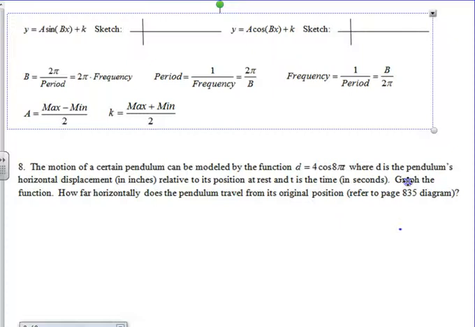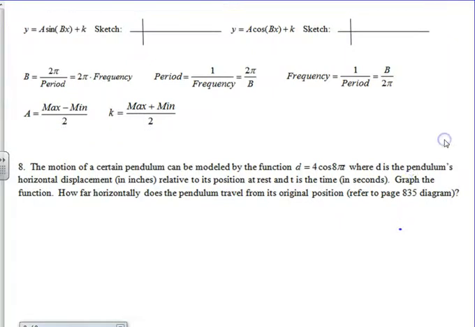And then number 8. Let's get that cursor off there. The motion of a pendulum can be modeled by this function, where d is the pendulum's horizontal displacement. So what they're referring to is, if you've ever seen a grandfather clock, it swings back and forth. So when it's swinging, it's over here, and when it swings over here, it's right there.